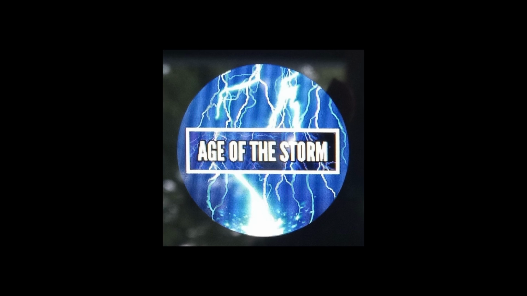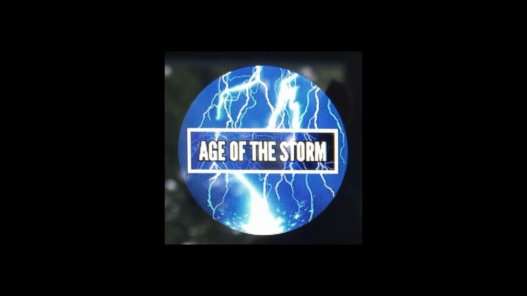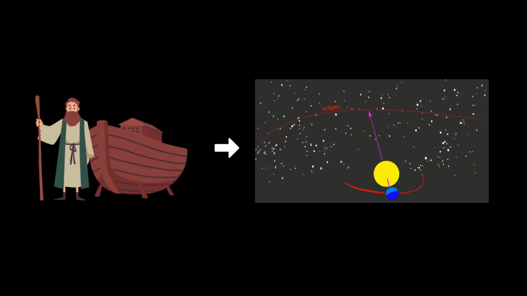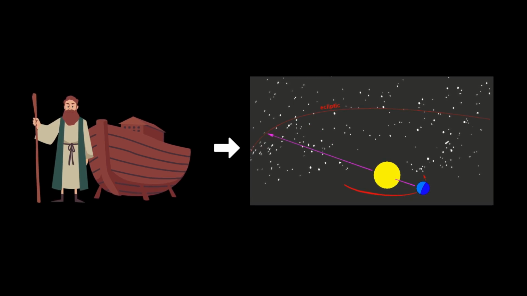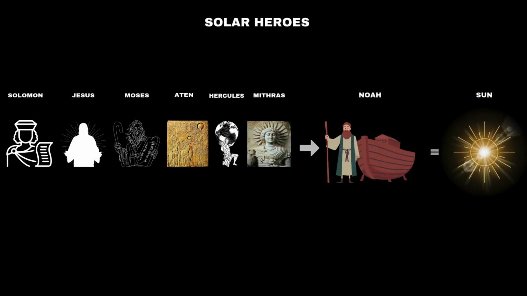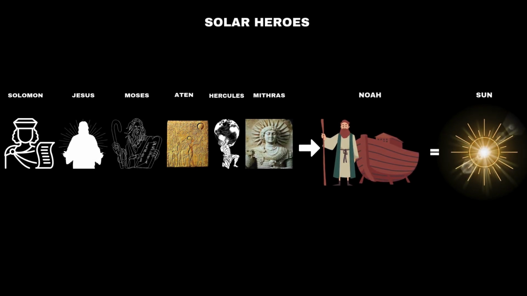Age of the Storm presents a fascinating theory regarding the story of Noah and the flood from an astrotheological standpoint. That it is an allegorical tale about the sun and its path through the sky. Like Solomon, Jesus, and others in the Old and New Testament, and other similar characters from religious and ancient stories, Noah was the personification of the sun. With solar characters, there is most often a focus on a purity of character.